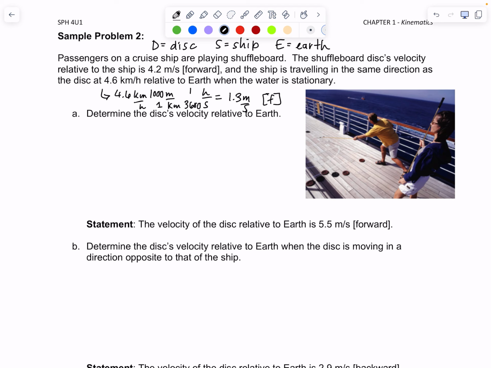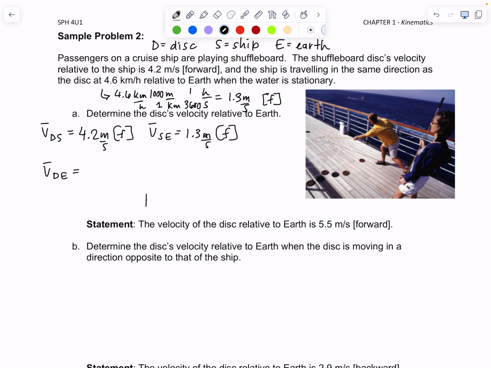So let's list everything we have. We have the velocity of the disk relative to the ship, and it is 4.2 meters per second forward. We also have the velocity of the ship relative to the Earth, and we just converted it. It's 1.3 meters per second forward. I want to find the velocity of the disk relative to the Earth.